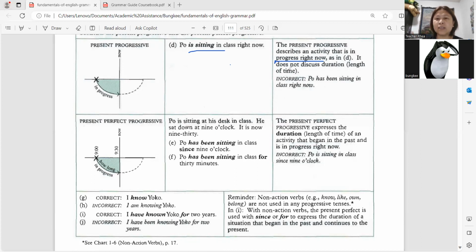So there is no discussion of the length of time, when it started and when it's going to be finished. It's just that you are doing the activity right at the moment. Present perfect progressive is how long in progress.